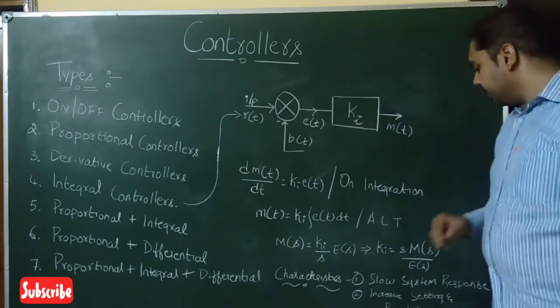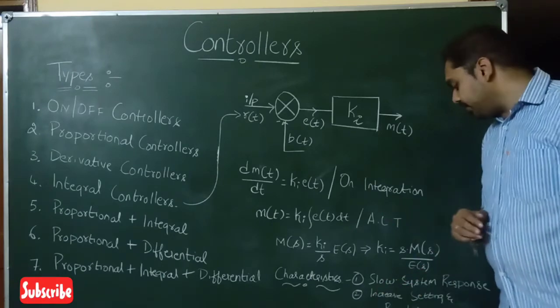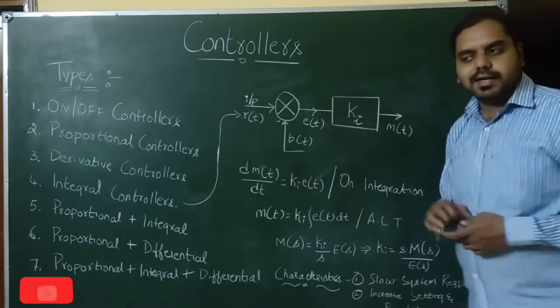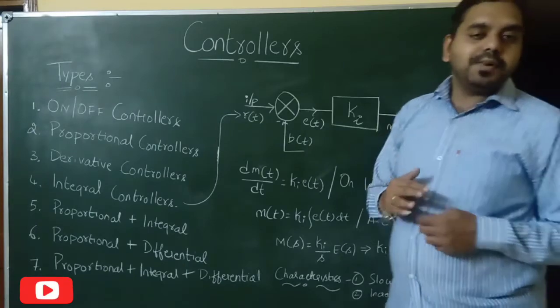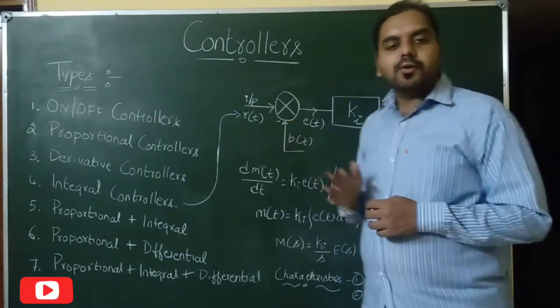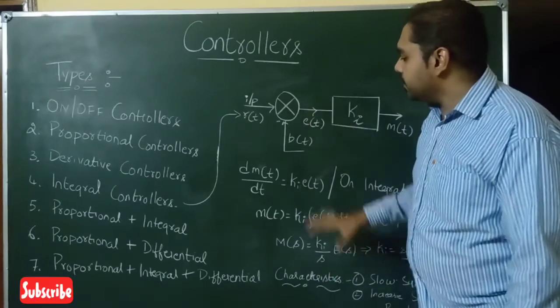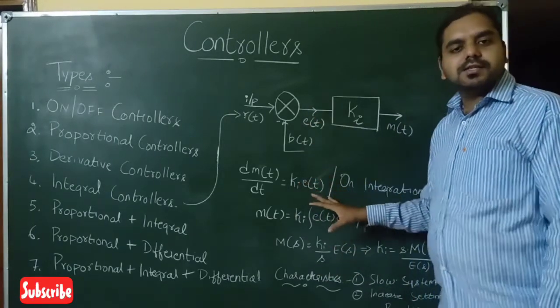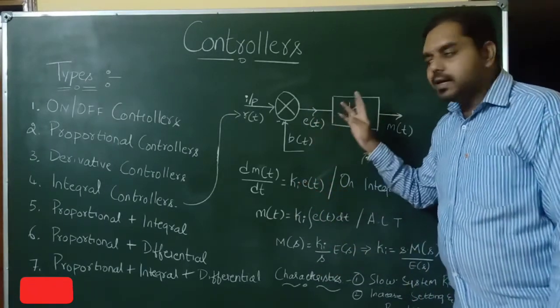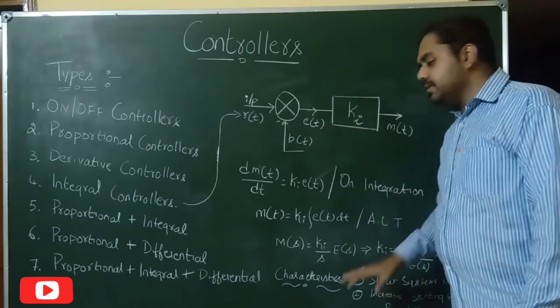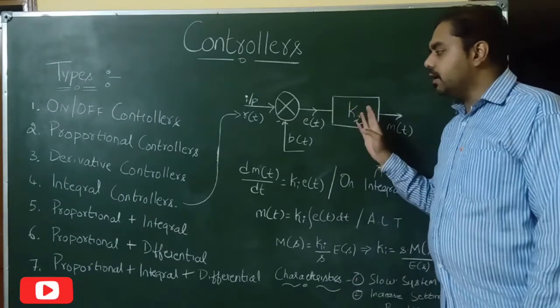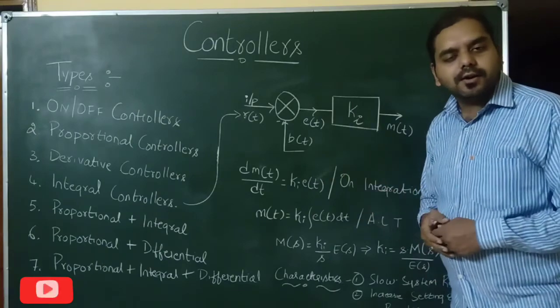And second, it increases the settling time and the rise time of the system. Settling time and rise time are nothing but the time taken by the system to reach the desired output for which the system is designed. This is all about the block diagram, the mathematical expression or relationship between the output and input of the integral controller, as well as the characteristics this controller gives our engineering control system.